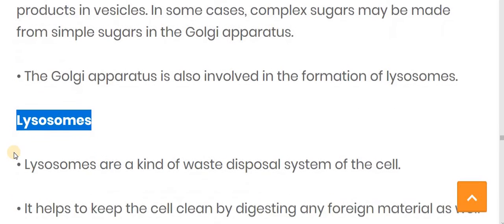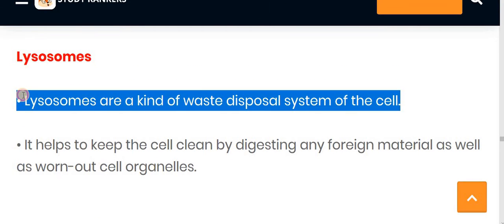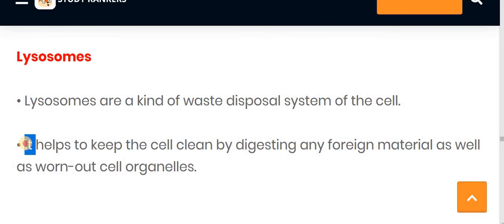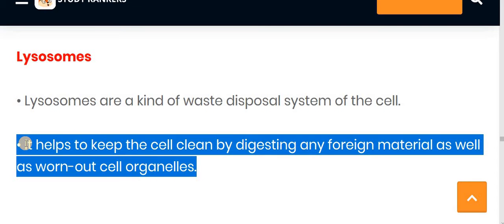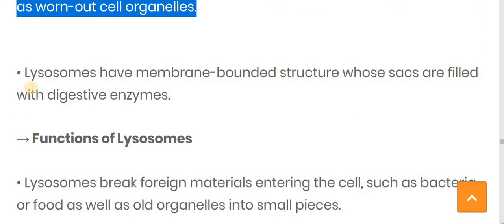Now the next organelle is the lysosome. Lysosomes are a kind of waste disposal system of the cell. They help to keep the cell clean by digesting foreign material as well as worn out cell organelles.